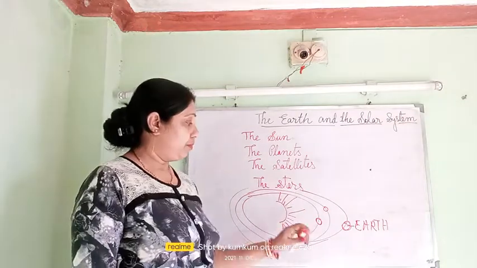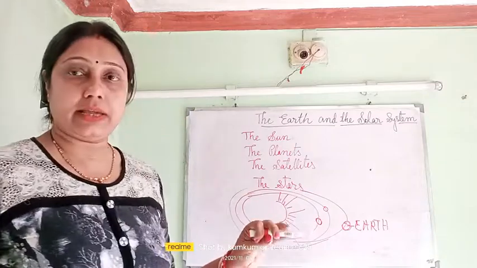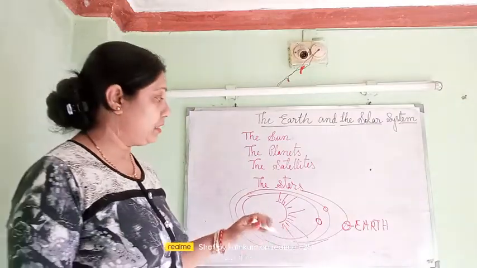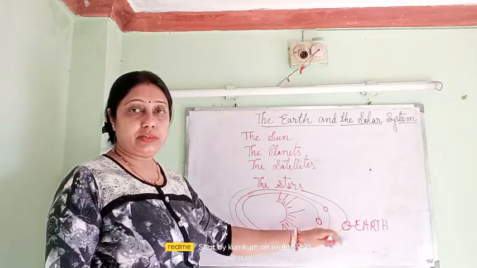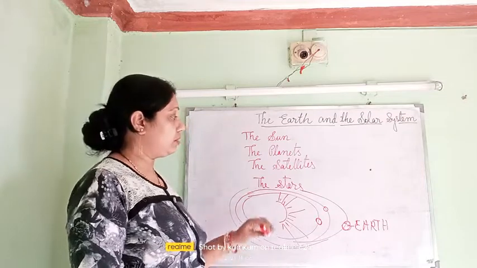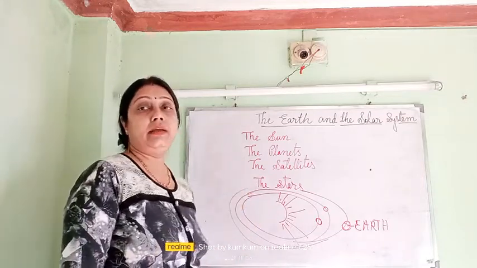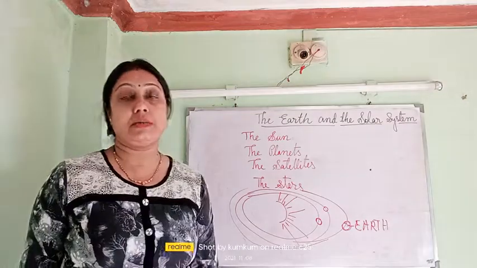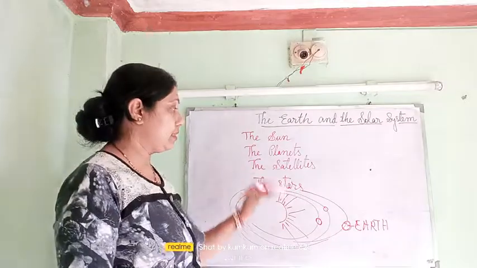So you have to remember the shape of the orbit. It looks like an oval, and the farther the Earth is, the more it will be winter. If it is closer, it will become summer. So today we have discussed the sun and the planets, including the Earth. In my next class I will discuss the rest of the topics.